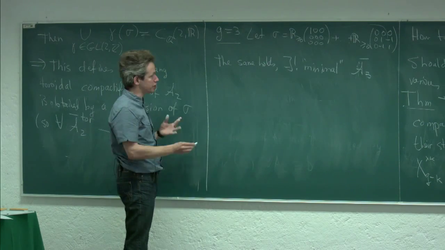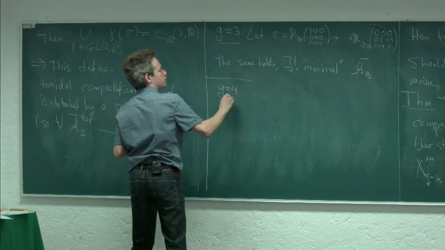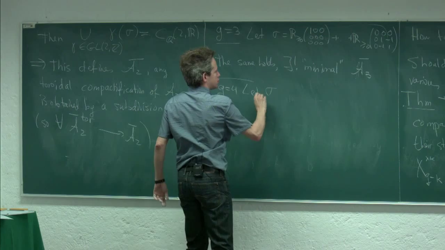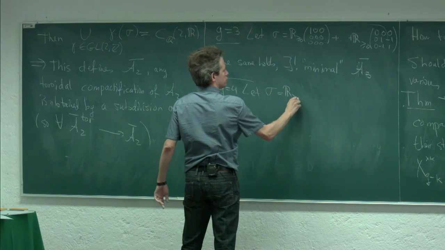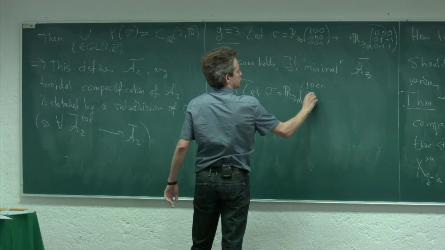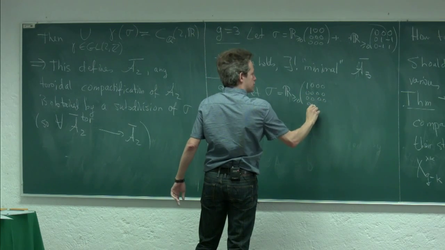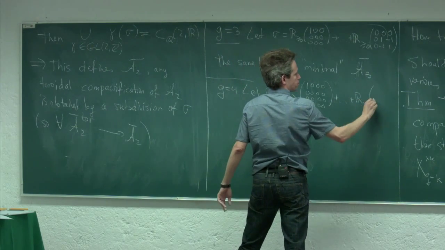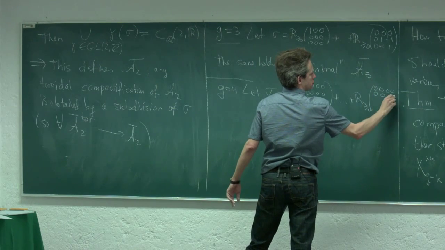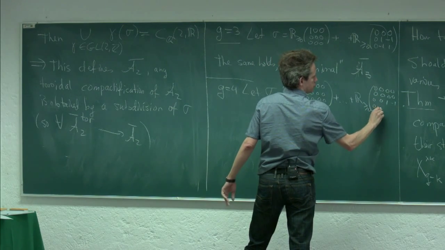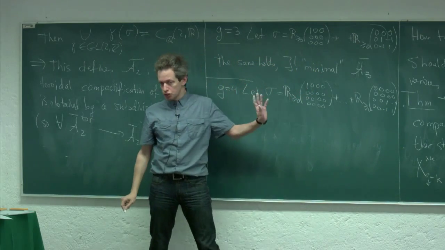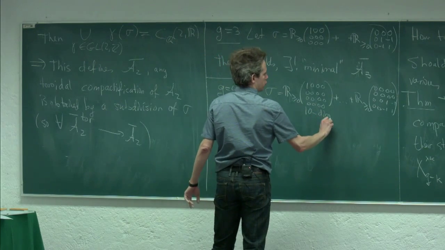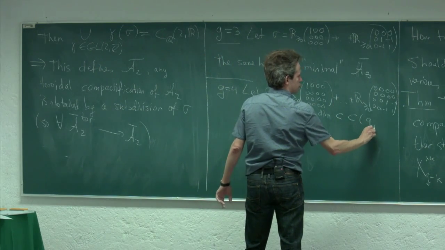You don't see any reason why we need to suffer. So now let's suffer. g equals 4. I should be doing the same, right? Let sigma be equal to R greater than or equal to 0 times these generators, plus the others. Okay. This is still a cone. This is a full dimensional cone, so this is 10 dimensional inside the full thing, which is also 10 dimensional.